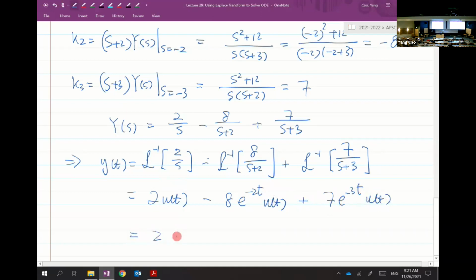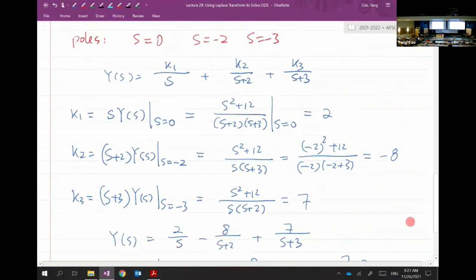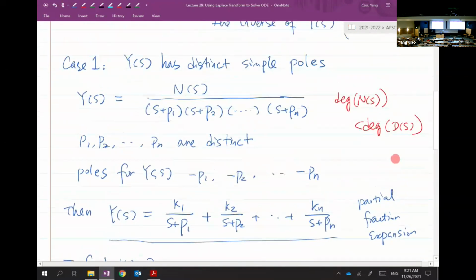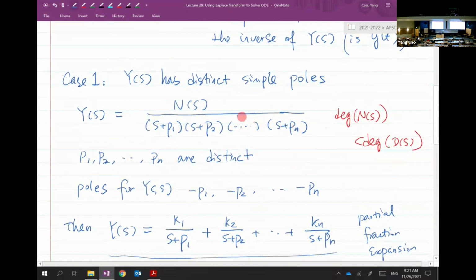So then you can take the 2 out, you can take the u of t out. So it's basically 2 minus 8. All right, so this is the whole function. Now, if you don't multiply u of t, it's okay. We can still consider it the right answer. The idea is basically you're dealing with a causal function here. So that's the method for a function Y of s, if it can be written in this format for the denominator.